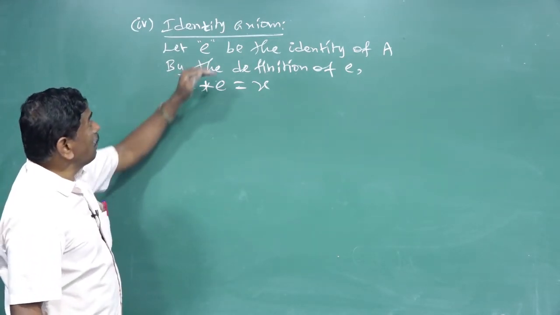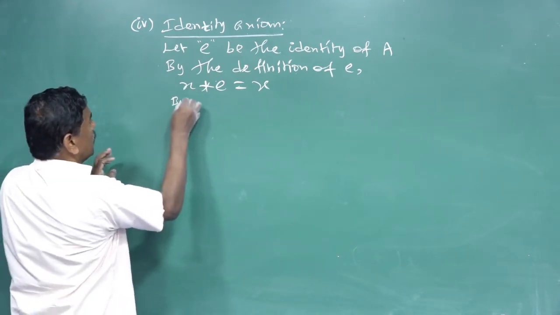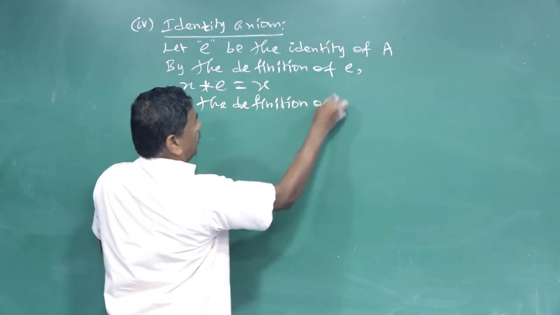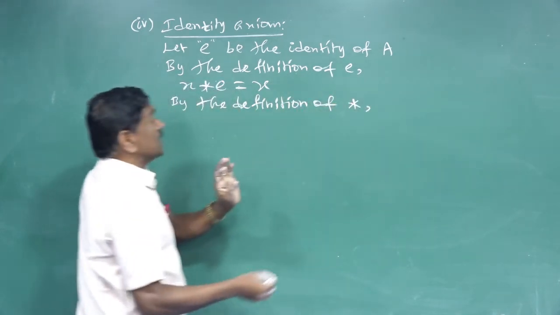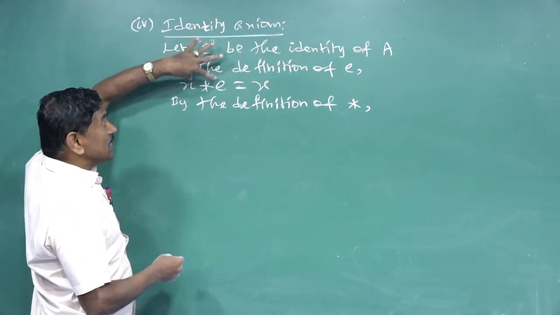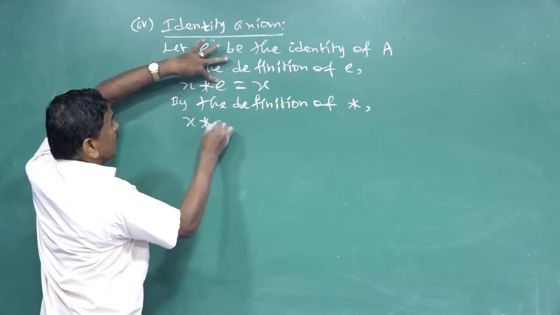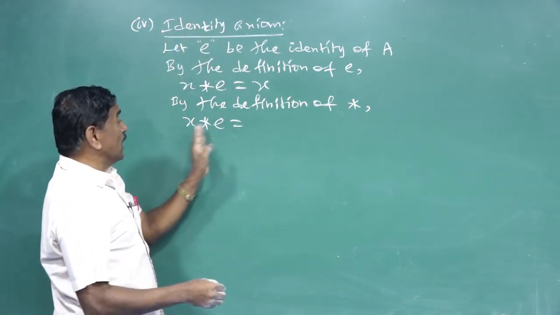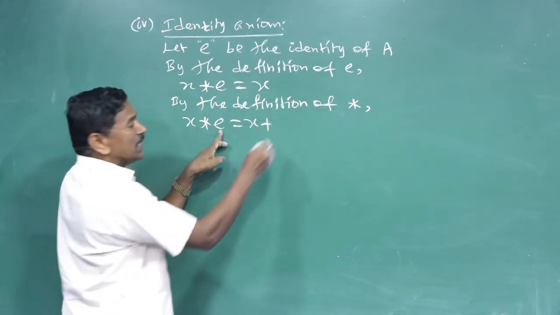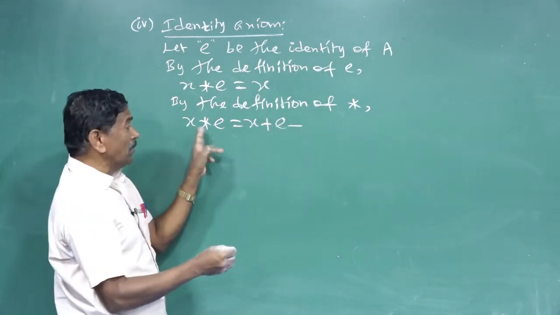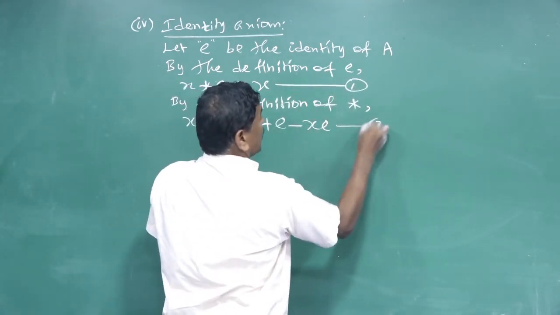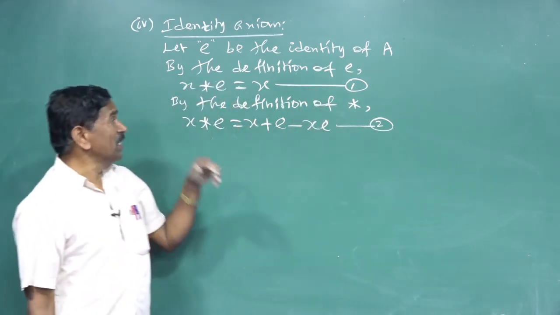Now the second line is by the definition of star, which means the given condition. By the definition of star, take the same LHS: X star E is equal to, by the definition of star, first element plus second element minus first element into second element, X into E. Let it be equation number 2 and the earlier one equation number 1, for our convenience. Again, very simple.